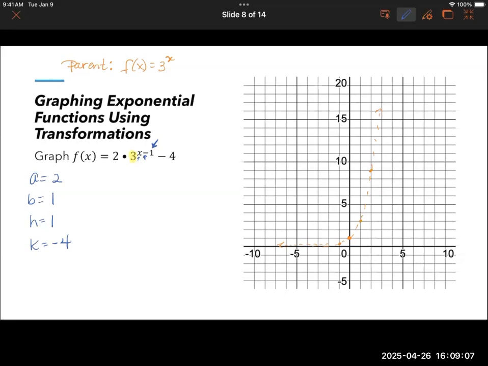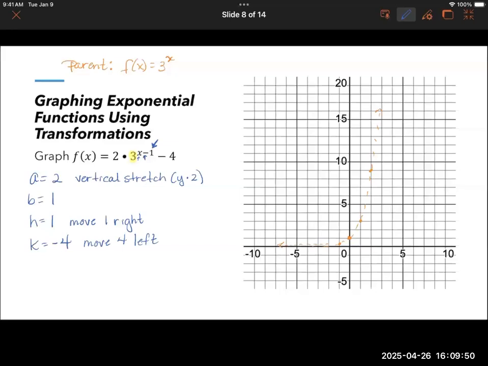Now, what effect are those numbers going to have on our graph? Well, the A of 2 means I'm going to have a vertical stretch by a factor of 2, which means that every y is going to get multiplied by 2 from my parent function, every y coordinate. A b value of 1 really doesn't change anything, so I don't have to worry about it. An h value of 1 means we're going to be moving the graph 1 unit to the right. And a k value of -4 means we will move the graph 4 units left.